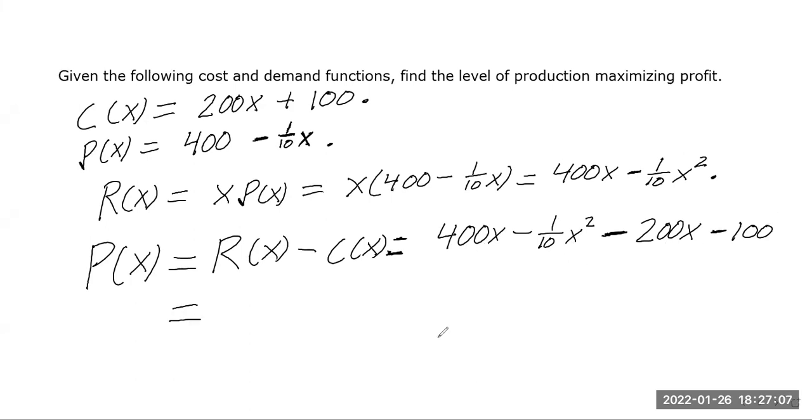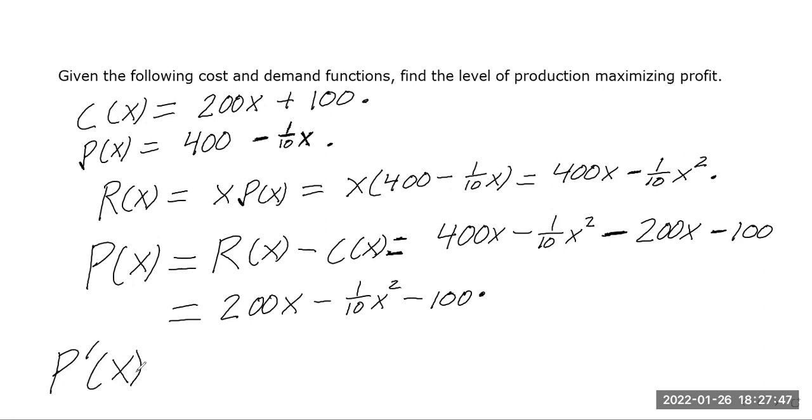After that, it's just like terms, really. So I still have a positive 200x. I got that negative 1 over 10 x squared. And I got that negative 100 there. So keeping that in mind, this is the fully simplified version of our profit function, but that's not really answering the question, right? We don't just want the profit function. We want to figure out, how do I maximize it? Well, to do that, you need to find your derivative and talk about extrema again.